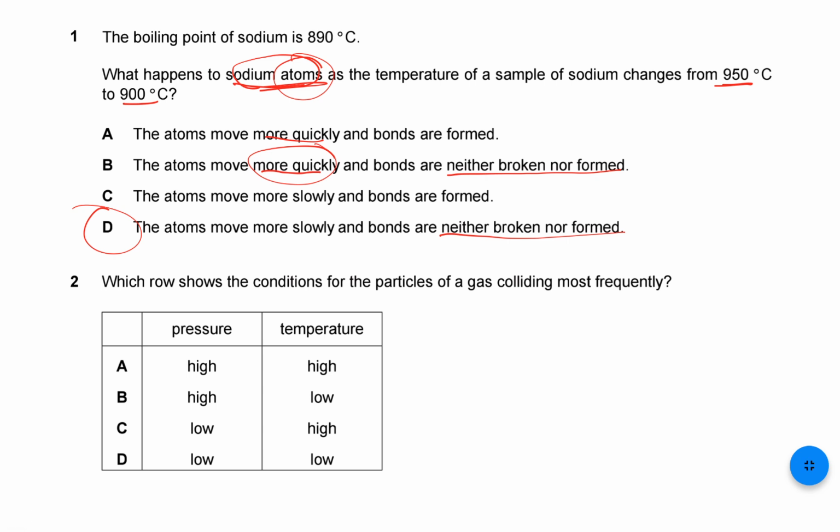Question 2. Which row shows the conditions for the particles of a gas colliding most frequently? Pressure, temperature. A, B, C. A, is it that pressure is high and temperature is high? So for the particles to collide frequently, a high pressure is possible, very true. And also a high temperature is very true. A high pressure, yes, but not a low temperature. A low pressure, no. A high temperature, yes. No. So I have ticked both is the correct answer.